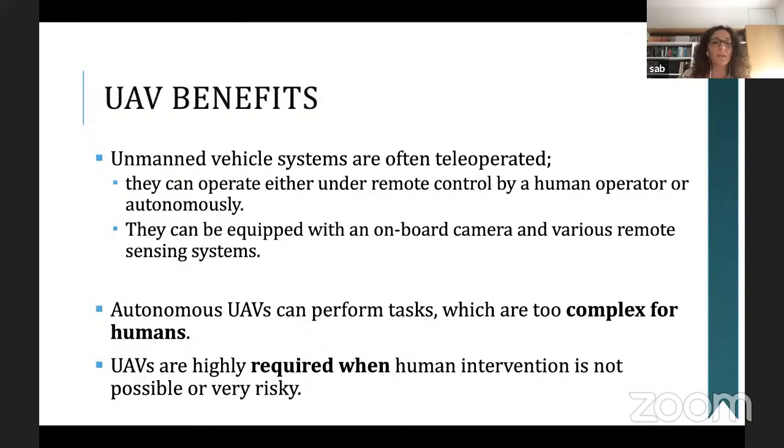But the most important thing is that the UAV can perform complex tasks that can be too complex for a human, and can substitute the human when intervention is not possible or very risky.